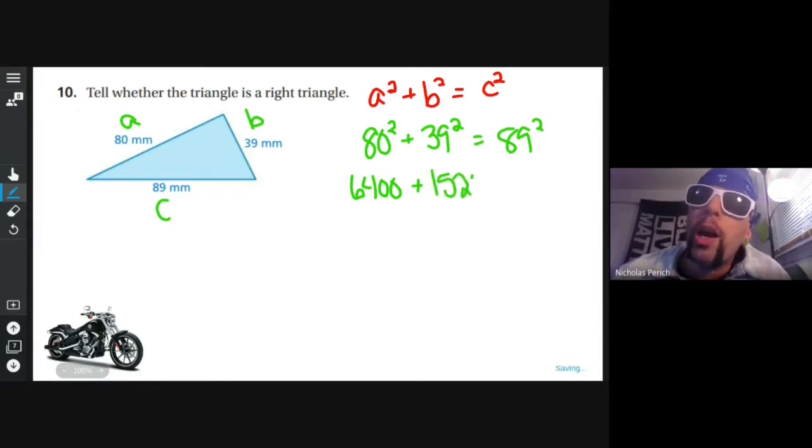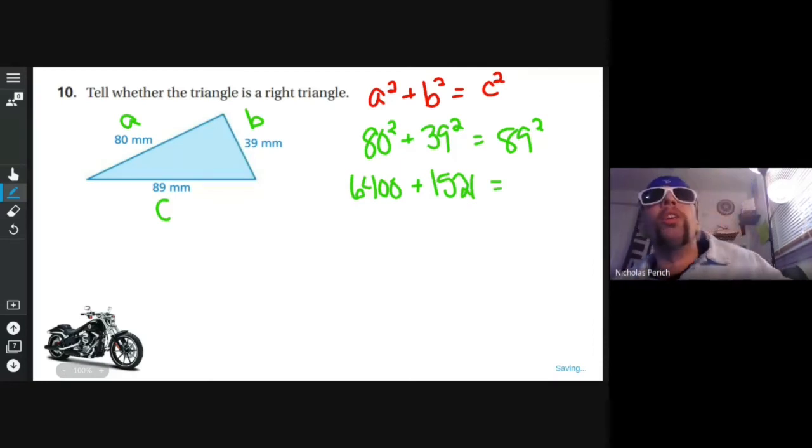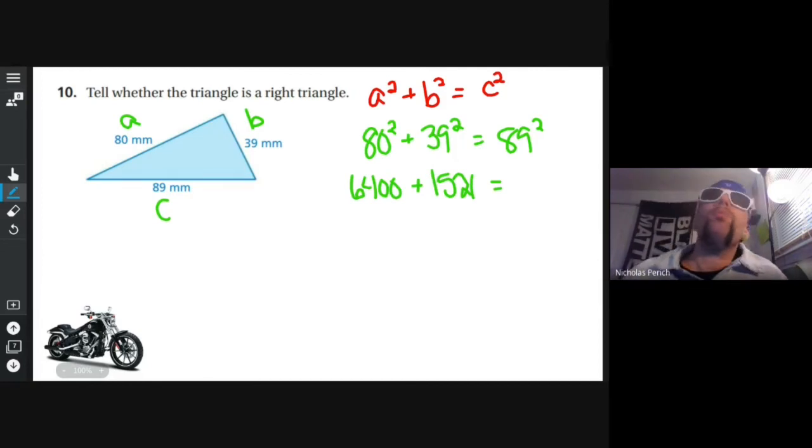21. That's 9 plus 10. Just joking. I heard that joke on the internet before. 89 squared. 89 raised to the second power is 7,921.